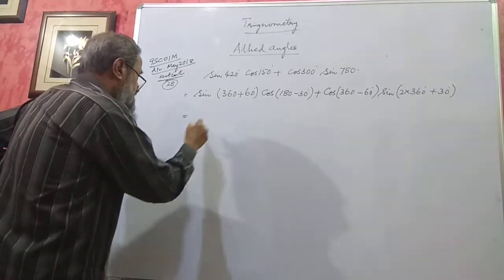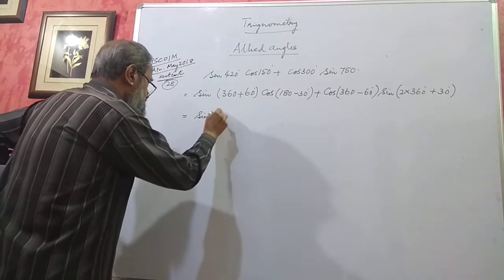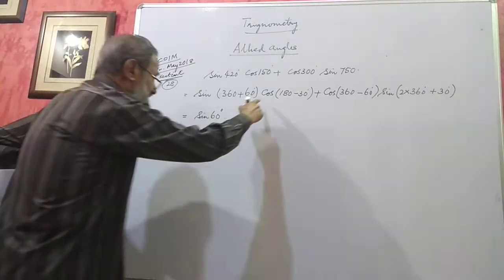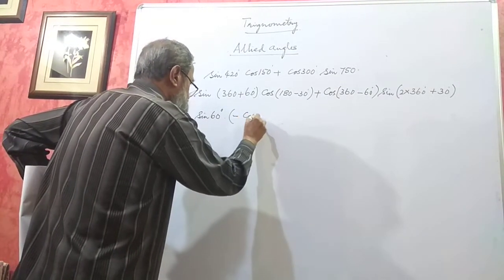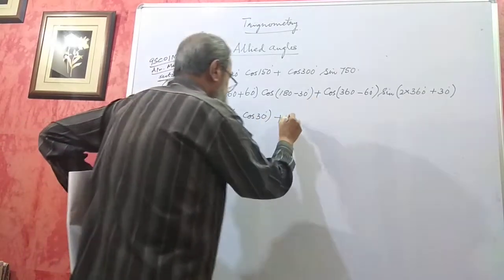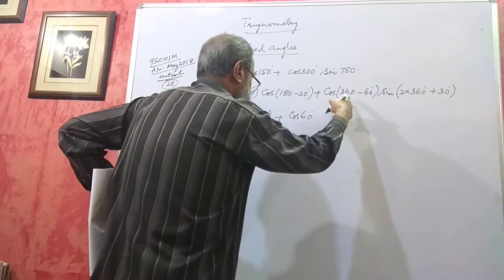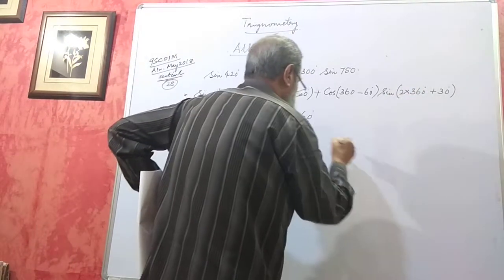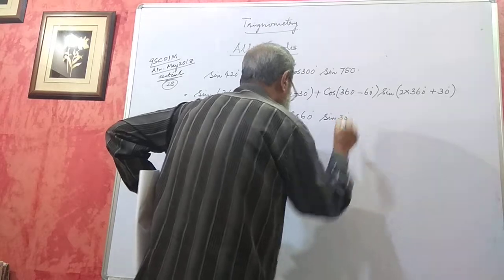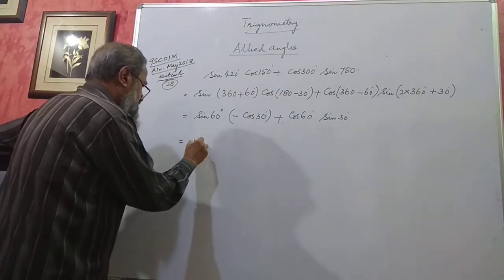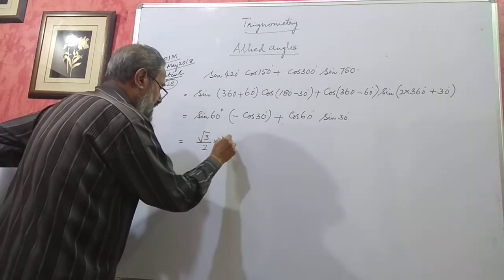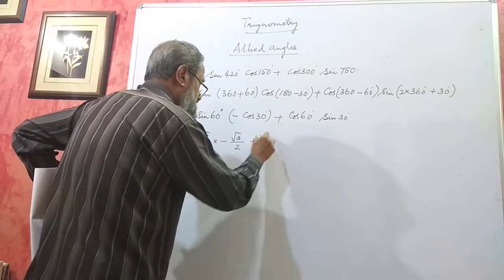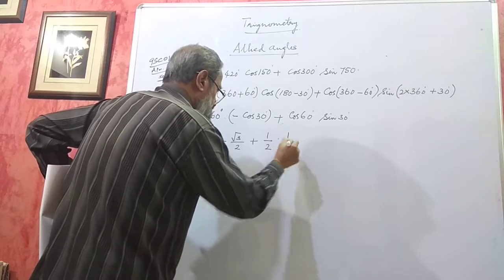Here sine 360 plus 60 will be sine 60, into, this is in the second quadrant, 180 minus 30, cos is negative, cos 30, plus this will become cos 60 degrees. This is in the fourth quadrant, cos is positive, so it will be cos 60. This comes in the first quadrant, so sine 30 degrees. Sine 60 is root 3 by 2 into minus cos 30, which is also root 3 by 2, plus cos 60 is half into sine 30 is also half.